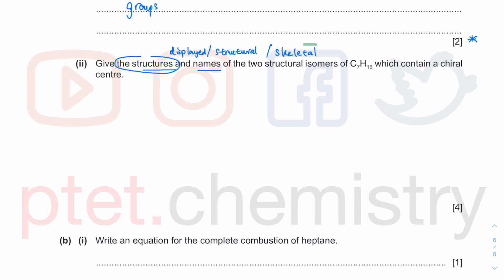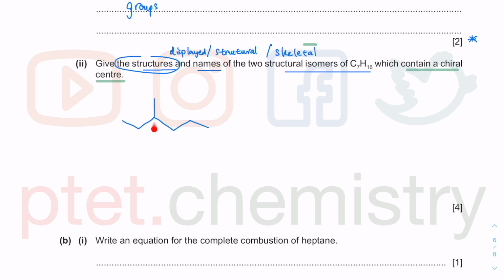Now you want structural isomers of C7H16, and you want this to contain a chiral center. So you're not asked for every single isomer. So if I were you, I would start off from 1 carbon like that, and then I would draw 2 carbon like that. Now I'm going to draw 3 carbons, 1 carbon, 2 carbon, 3 carbon, 1, 2, 3, 4, 5, 6, 7.